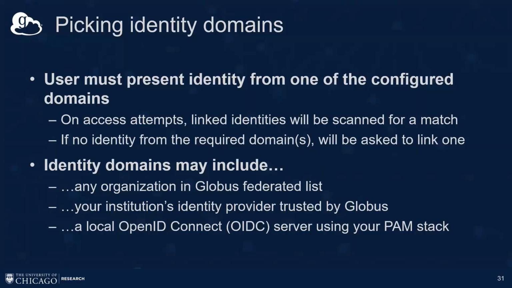On access attempts, the linked identities will be scanned for a match. If nothing matches your required domains, I will be asked to link another one from any of the domains that you configured to accept on your endpoint. And identity domains can be, again, any organization in the Globus federated list. If you're federating through InCommon or eduGAIN, that's it. It could be your specific institutional identity provider that is trusted by Globus.